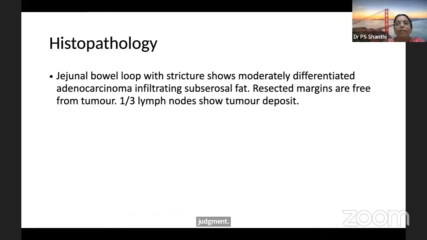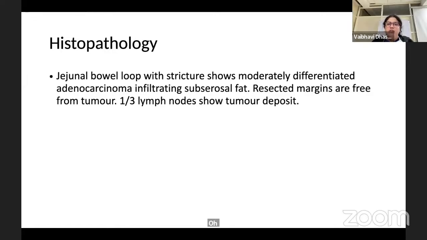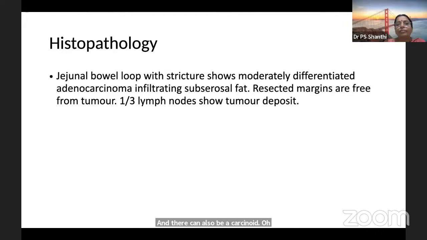What are the other common tumors which can arise in the small bowel, especially the jejunum? Ma'am, tumors arising in the small bowel can be adenocarcinomas. There can be lymphoma. It can be gastrointestinal stromal tumor or GIST. And there can also be carcinoid tumors. Carcinoid is also good.